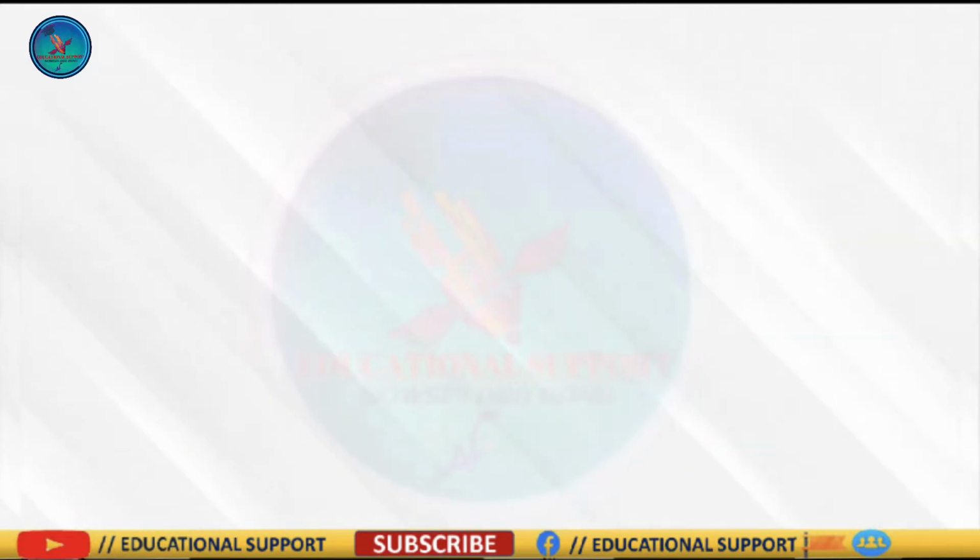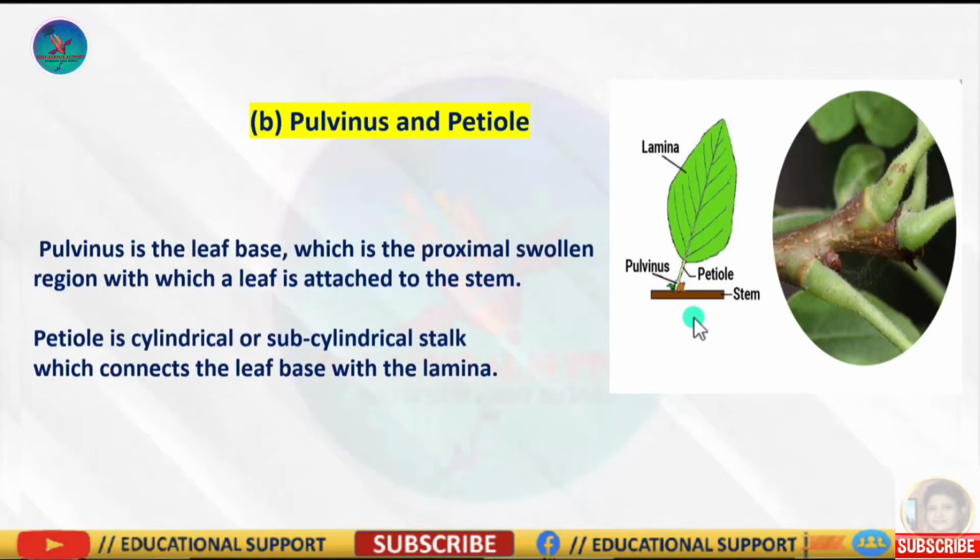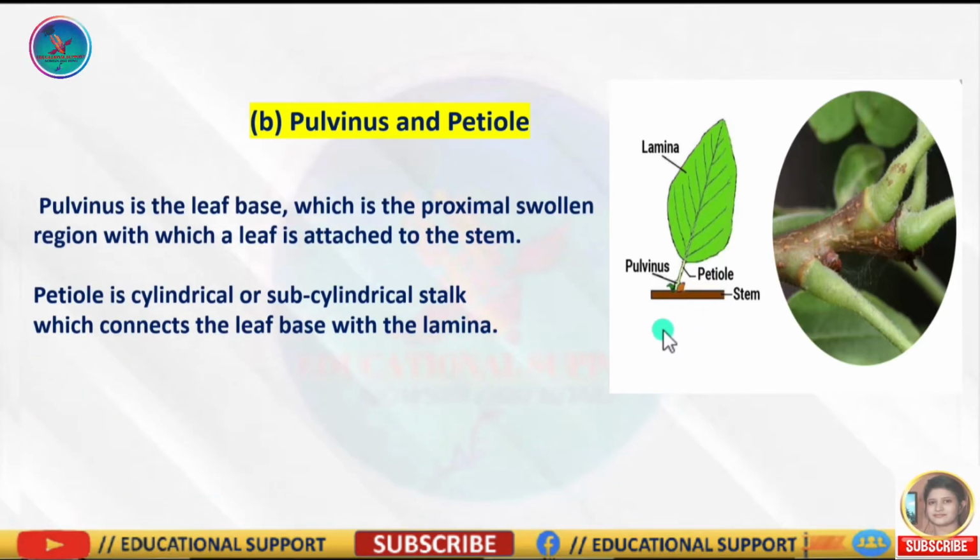Next is pulvinus and petiole. Petiole is the stalk of the leaf and is nearly cylindrical. It lifts the leaf blade above the stem. But pulvinus is the swollen base of the leaf, and it helps in sleep and other movements. So this is the basic difference between pulvinus and petiole.